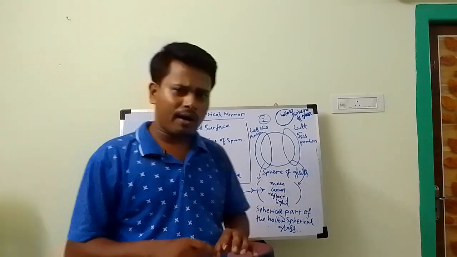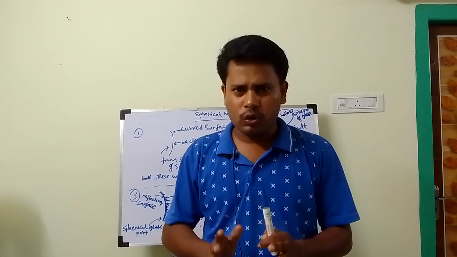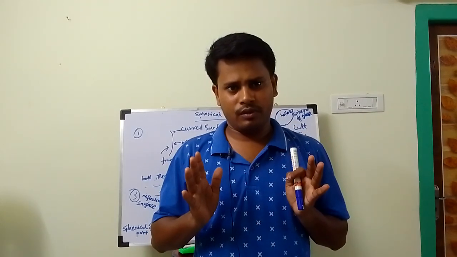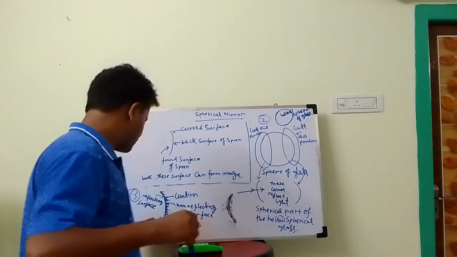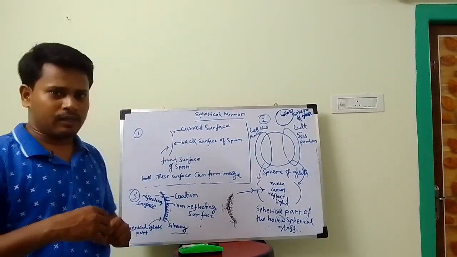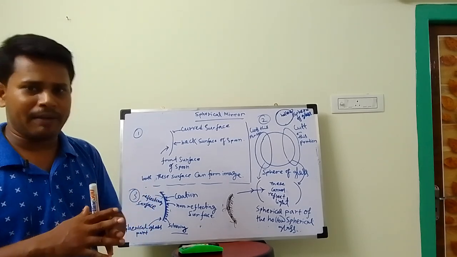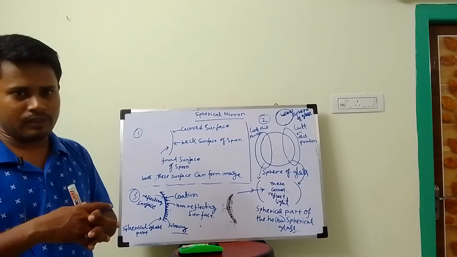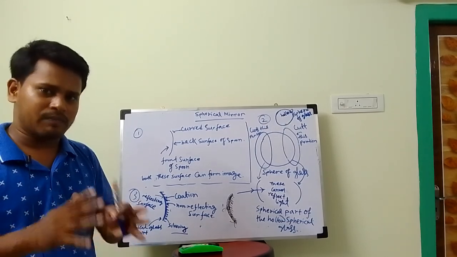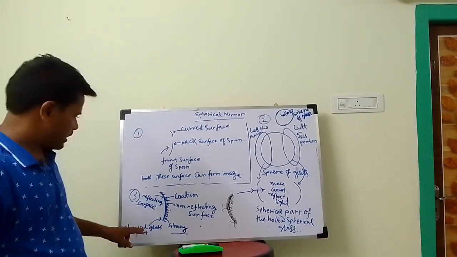So what do we need to do with this spherical part so that it can become a spherical mirror? The process is shown here. The process is similar to how we make an ordinary plane mirror. The process of making an ordinary plane mirror and the process of making a spherical mirror is the same. How is it the same? Let's check it out.